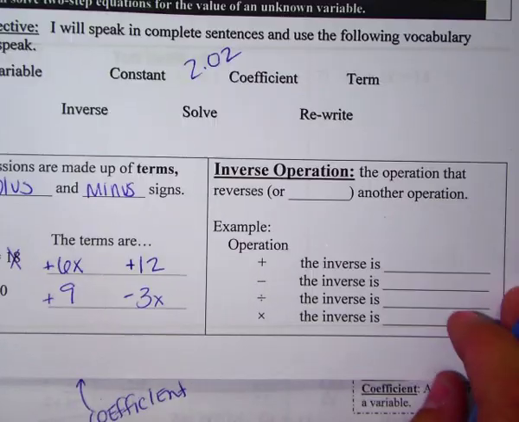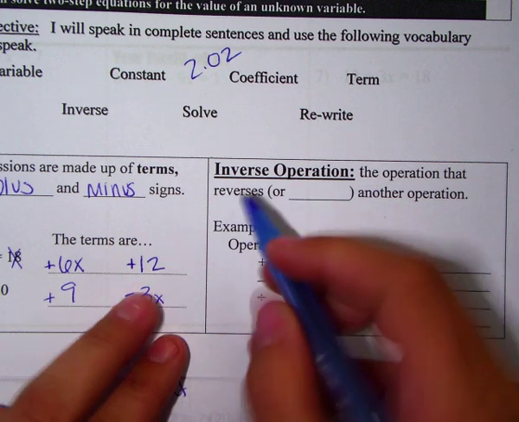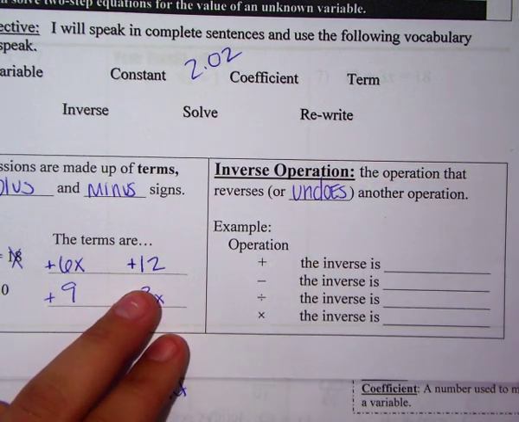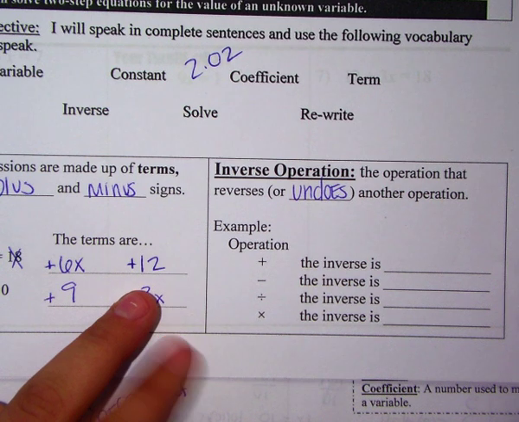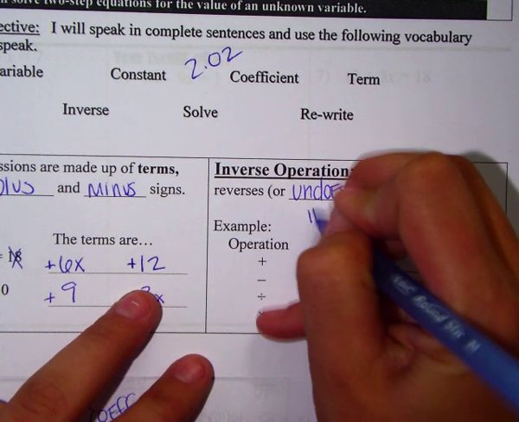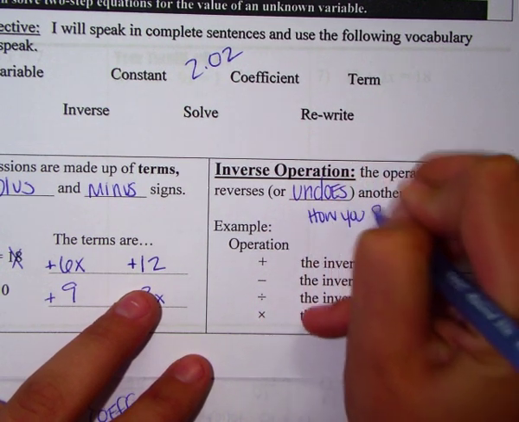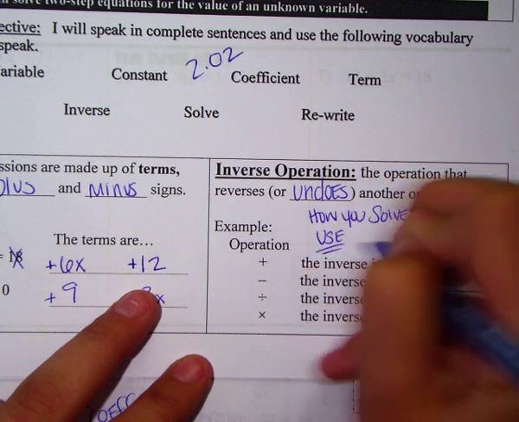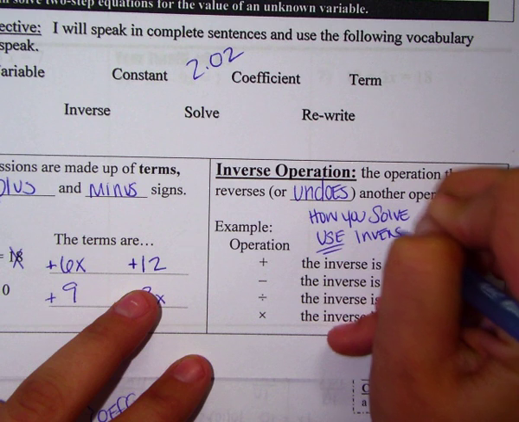Inverse operations are the operations that reverse or undo another operation. So in other words, this is how you solve. You use inverse operations.